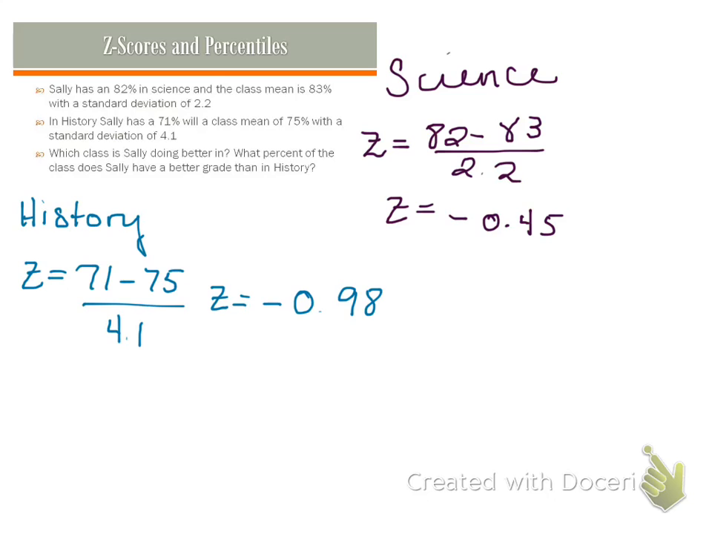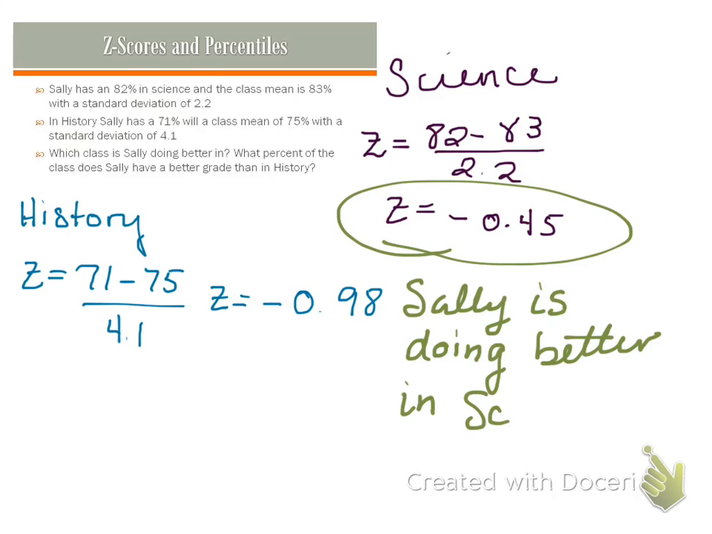So the first thing we need to do is determine what class is she doing better in. Since negative 0.45 is larger than negative 0.98, Sally is doing better in science.